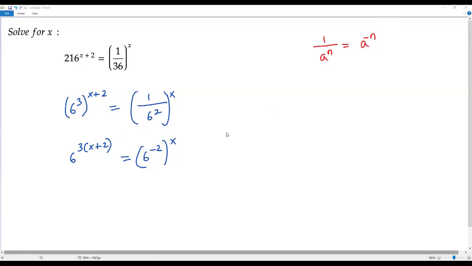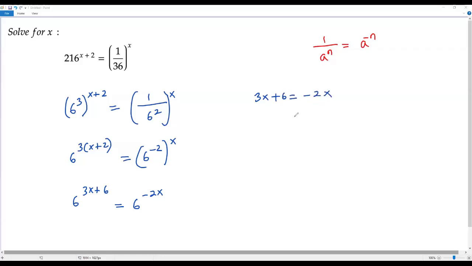Now we can distribute the 3 to x and 2. When I do so, I'm getting 6 to the power of 3x plus 6 equals, and now we multiply the two exponents on the right, giving 6 to the power of negative 2x, because negative 2 times x is negative 2x. Now I have the same base on both sides, 6 and 6. Whenever two terms are equal with the same base, we can equate the exponents, 3x plus 6 and negative 2x. I'm getting 3x plus 6 equals negative 2x.